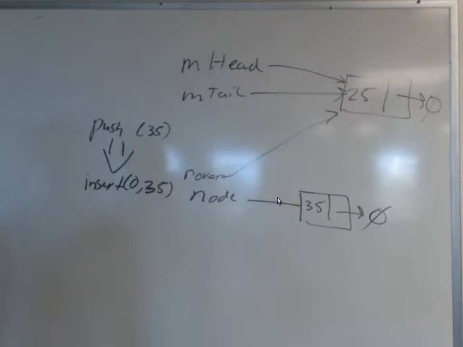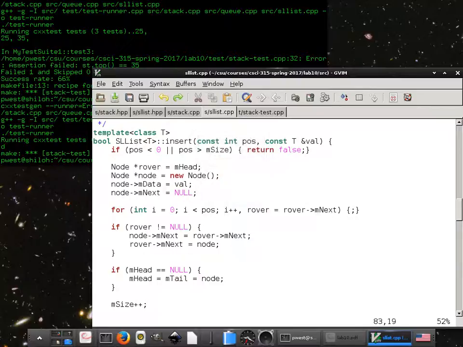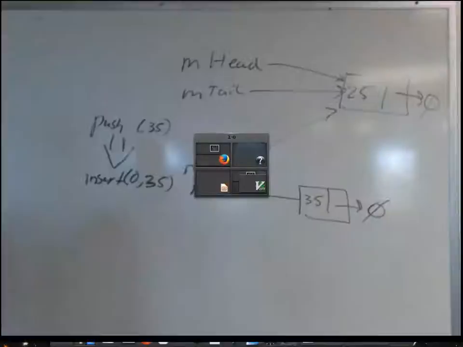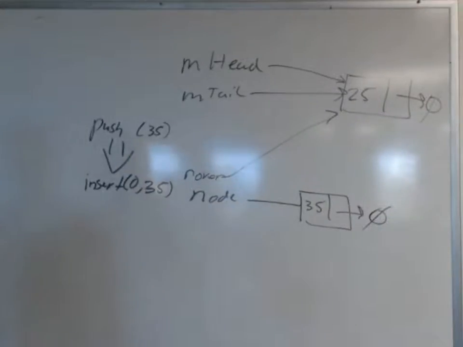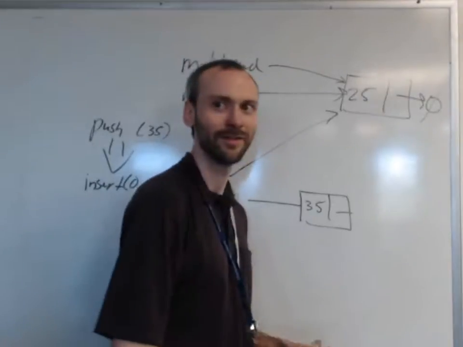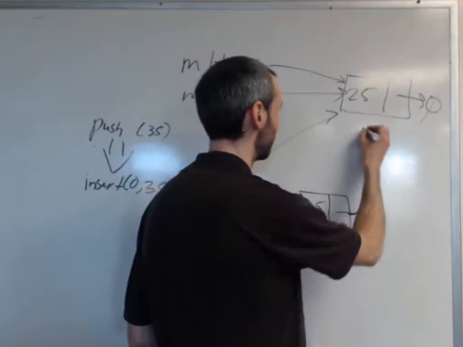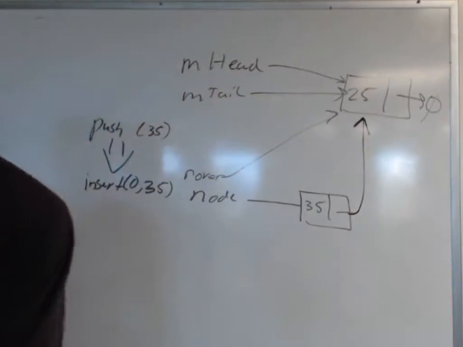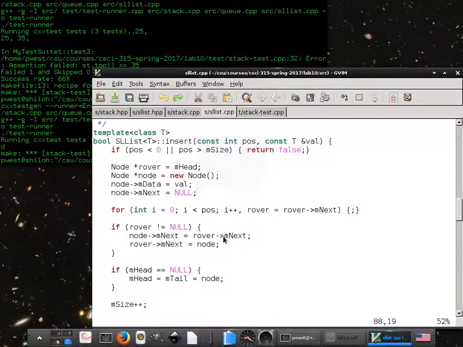All right, insert 0. So nothing's going to happen with rover. If rover does not equal null, which is the case, node dash m next equals rover dash next. So we're hooking this up. That's that line of code. Then rover dash m next equals the node.